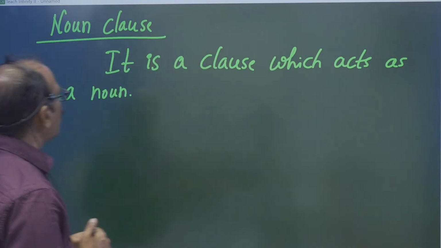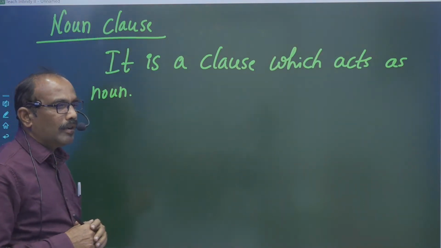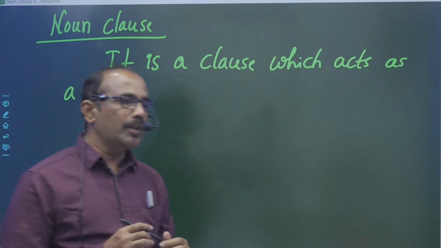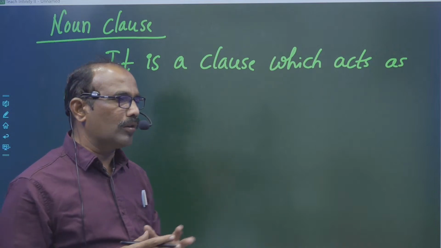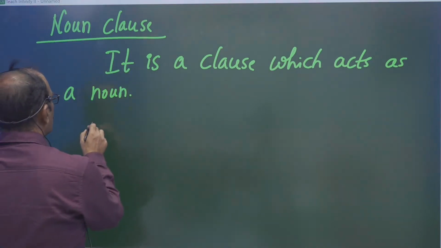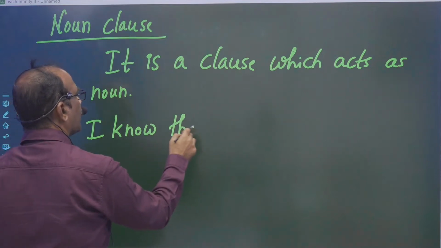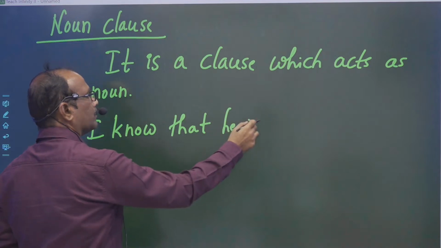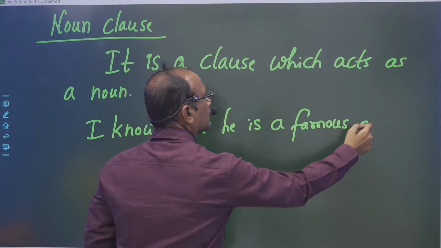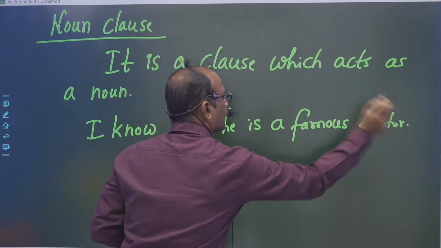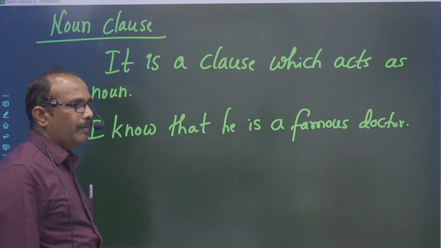And now come to this point, it is a clause which acts as a noun. noun clause ನಲ್ಲಿ ಅದು ಏನಾಗಿದೆ, ನಾಮಪದವಾಗಿ ಕೆಲಸ ನಿರ್ವಹಿಸುವಂಥದ್ದು. The clause which acts as a noun is called a noun clause. I know that he is a famous doctor. So look at this. I know that he is a famous doctor.